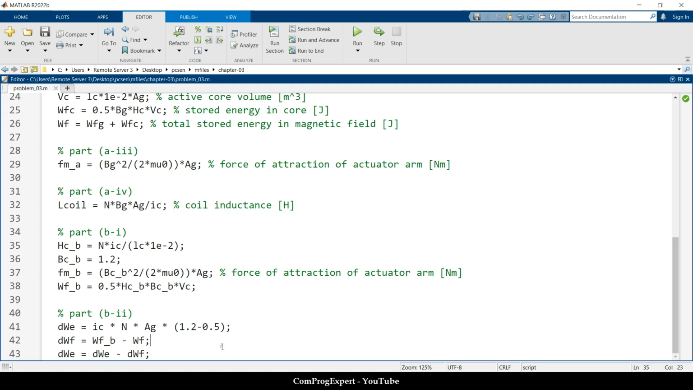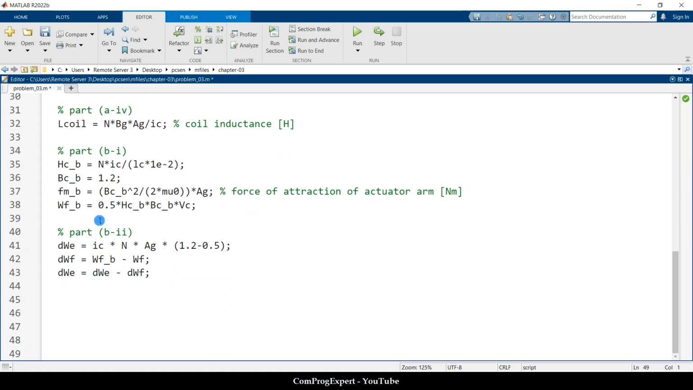So here are calculations for the part B. This is the value of the HC for the part B. This is the flux density, interpolated from the BH curve. The unit is Tesla. This is the magnetic field intensity in the core, ampere per meter.